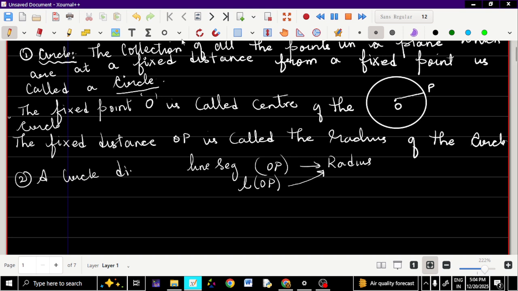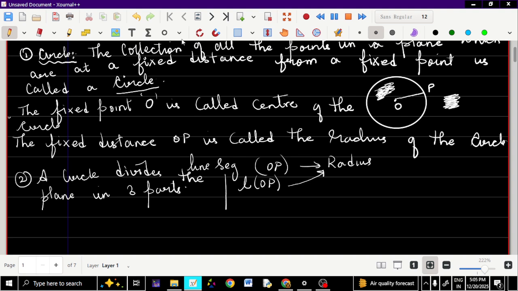A circle divides the plane in three parts. Now, which are those three parts? The inside region, which I'm shading right now, that's the interior part of the circle. The boundary of the circle, that is the circle, and the outside part, which I'm shading right now. Everywhere outside the boundary of the circle will be the third part of the plane, which is divided by the circle.